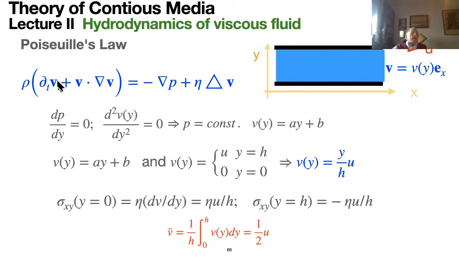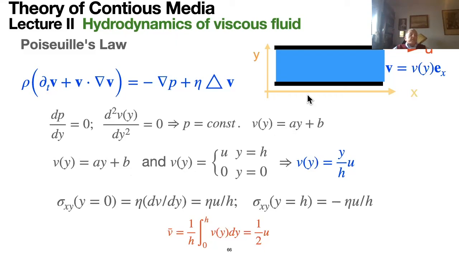Because the velocity depends only on the y component, the x and z components drop out, and what is left from that equation is that the gradient of P with respect to y is equal to zero. And what is left from the Laplacian is that the second derivative of velocity with respect to y is equal to zero. So the solution of these two ordinary differential equations is trivial. The pressure is constant, and the velocity is a linear function of y, so there are two coefficients, a and b. All right? So that is the expression.